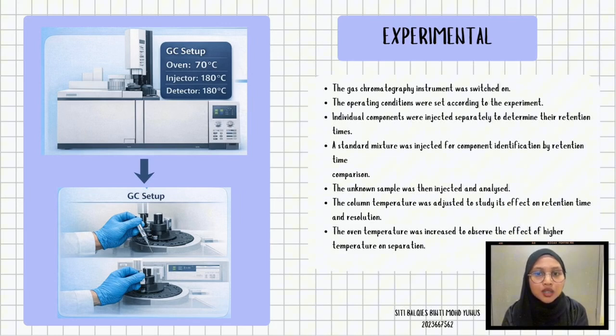After that, a standard mixture is injected and the components are identified by comparing their retention time. Then the unknown sample is injected and analyzed using the same retention time comparison method. The column temperature is subsequently set to 100 degrees Celsius to observe the effect of the lower temperature on retention time and resolution. Finally, the oven temperature is increased to 140 degrees Celsius to study the effect of high temperature on separation of the components.